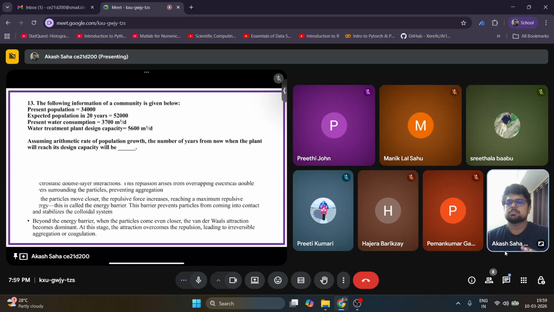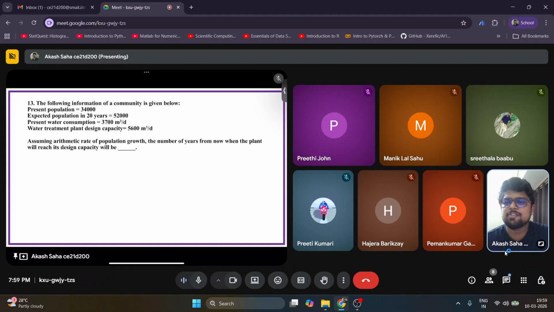Next. This is a numerical. So we have the following information of a community given below. Present population is 34,000, expected population in 20 years is 52,000, present water consumption is 37 meter cube per day, water treatment plant design capacity is 5600 meter cube per day. Assuming arithmetic rate of population growth, the number of years from now when the plant will reach its design capacity will be.